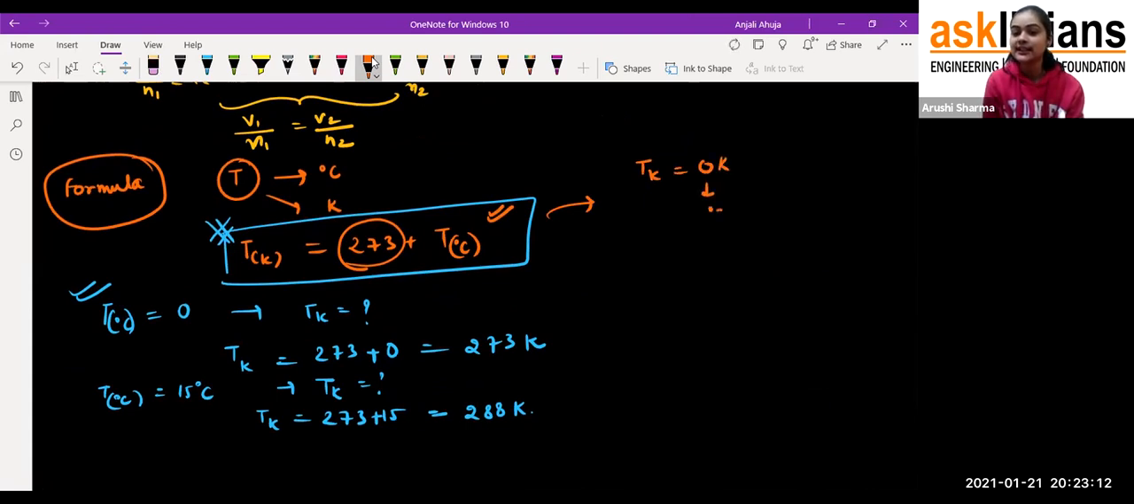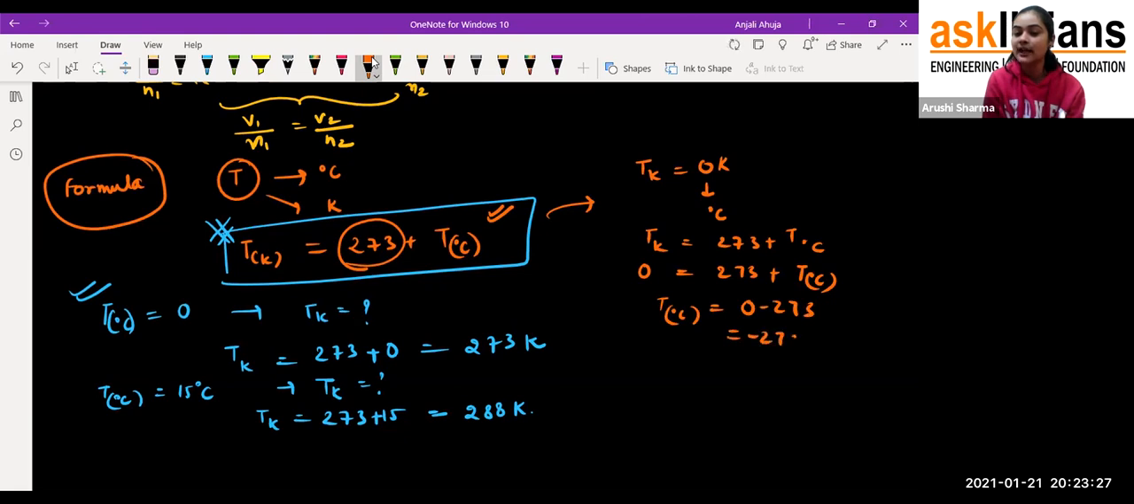So it's just that TK is equal to 273 plus T degrees Celsius. So it would be 0 is equal to 273 plus T degrees Celsius. So T degrees Celsius is equal to 0 minus 273. So it comes out to be minus 273 degrees Celsius. So this is the answer.